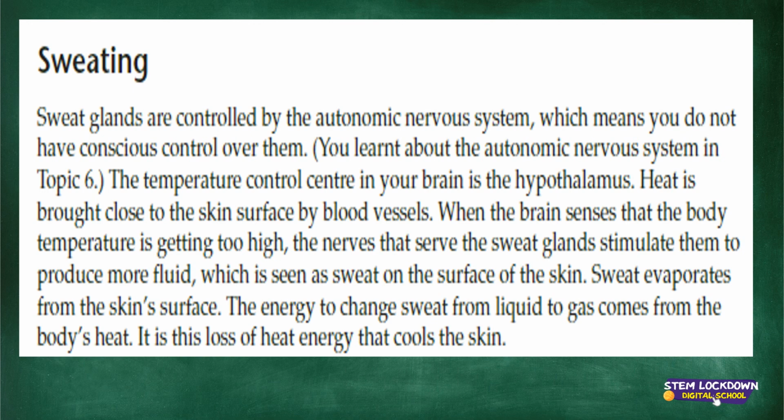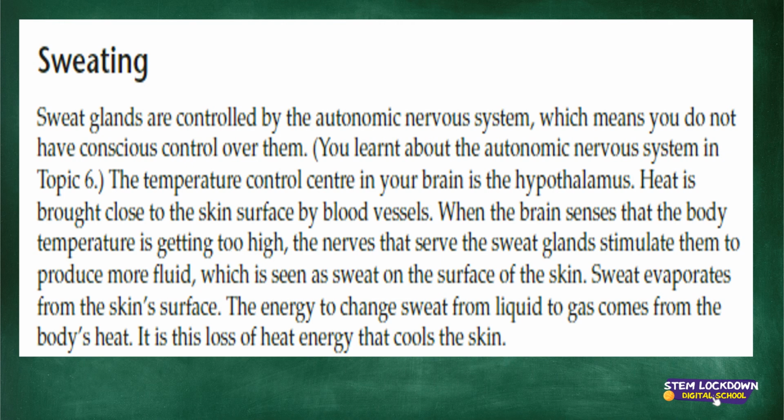As explained quite briefly in the video, sweating: what exactly happens when someone sweats? The sweat glands are the ones involved in the process of sweating. They are controlled by the autonomic nervous system, which means you do not have conscious control over them. You do not decide that you want to sweat, or think about it. It's something that really just happens.